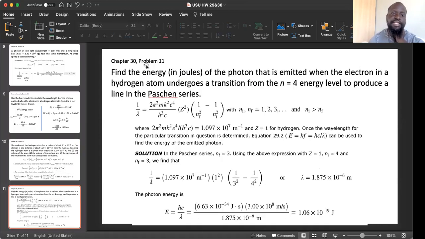And then chapter 30, problem 11, find the energy in joules of the photon that is emitted when the electron in the hydrogen atom undergoes a transition from the n equals 4 energy level to produce a line in the Paschen series. So this is how we get the lambda in the Paschen series with this formula. We use this constant, 2 pi squared m k squared e to the fourth over h cubed c, to be this value, and Z equals 1 for hydrogen.